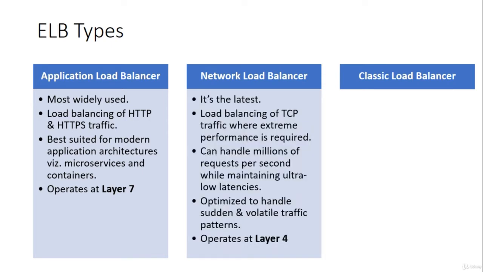Network load balancer, it's the latest addition among the ELBs. Load balancing of TCP traffic where extreme performance is required. Can handle millions of requests per second while maintaining ultra low latencies. It is optimized to handle sudden and volatile traffic patterns. So remember this, for sudden and volatile traffic patterns and for ultra low latency, you have to go for network load balancer. It operates at layer 4.